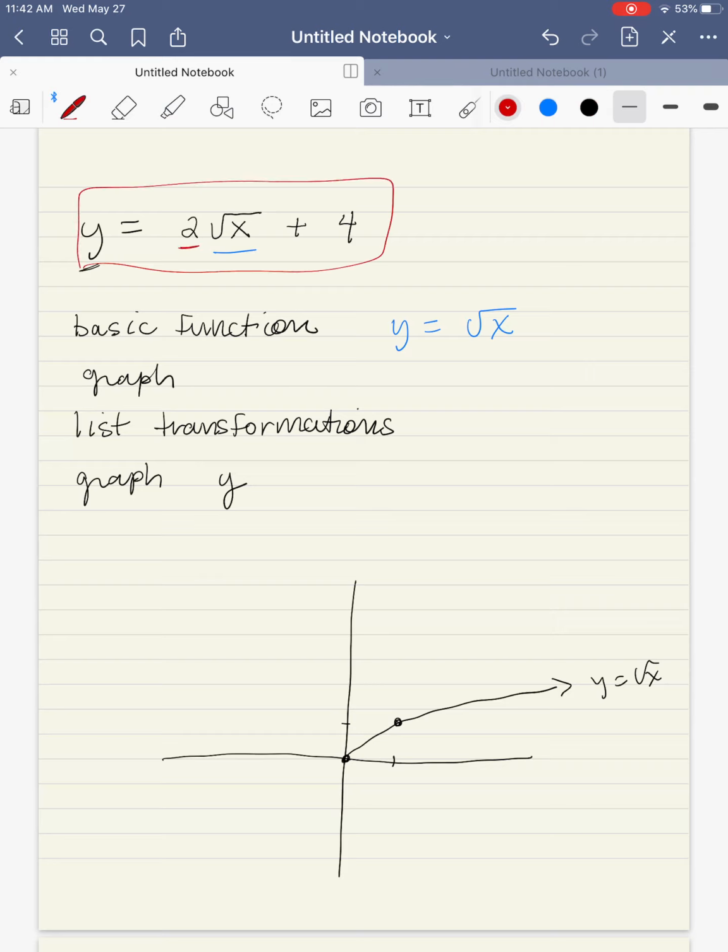And then for my transformations, I'm multiplying by 2. That is a stretch by a factor of 2. And I have my plus 4. That is up 4. So I'm going to take my point 0, 0 stays where it is for my stretch. My point 1, 1 becomes 1, 2. And then I reproduce the same basic shape.